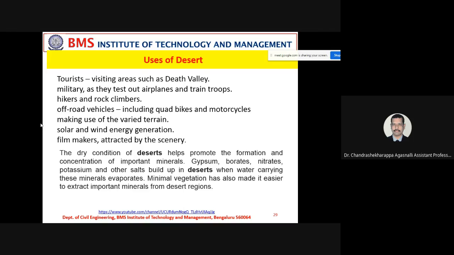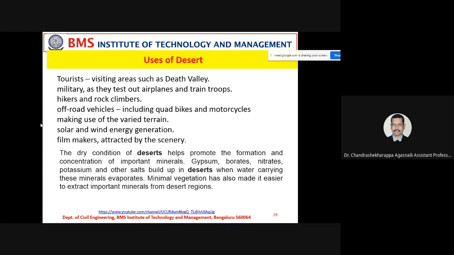How can we best generate revenues? How can we utilize the desert areas also? Solar and wind energy. These two are electricity sources. Nowadays, with modern technology coming, we are utilizing almost all our technology for the generation of solar and wind energies. And also the uses of the desert.